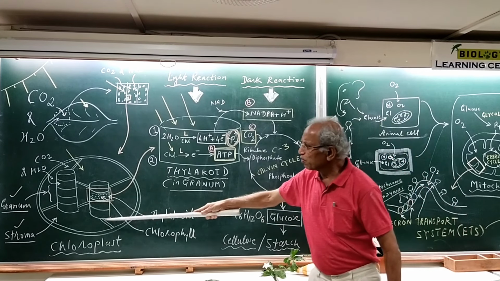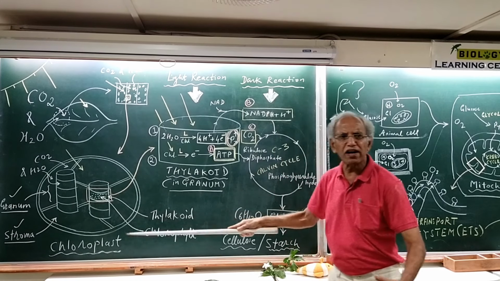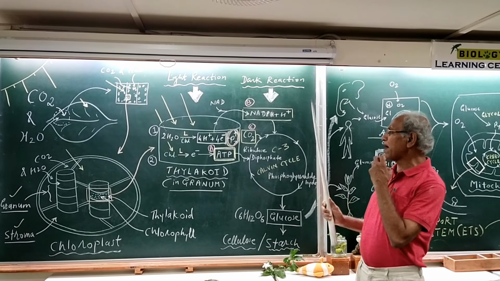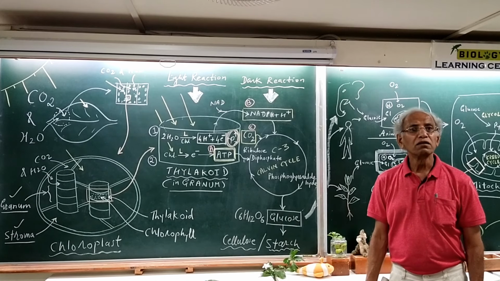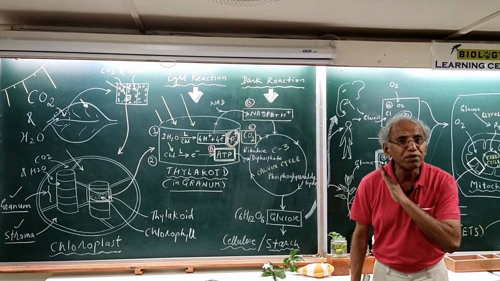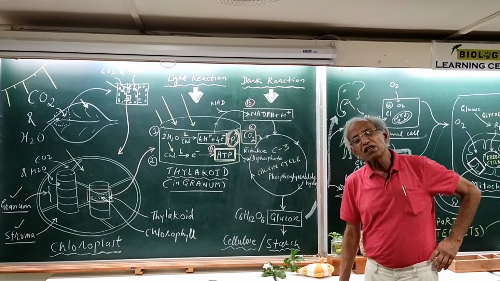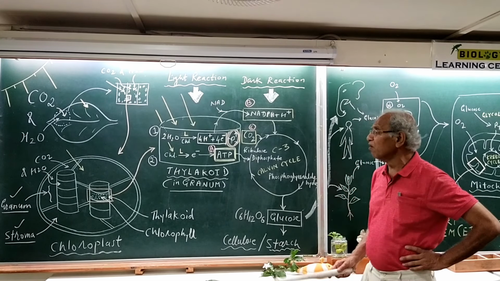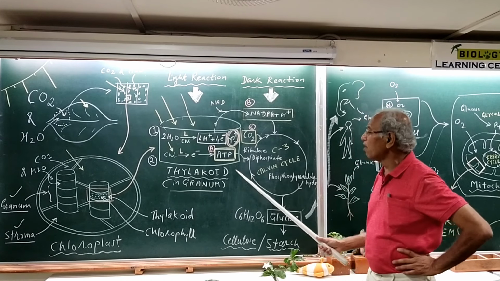So ATP is produced here everywhere, inside the granum everywhere ATP is being produced. And ATP is badly required for photosynthesis because without ATP glucose cannot be produced. But is it the only ATP that is required? No. You also require something more.